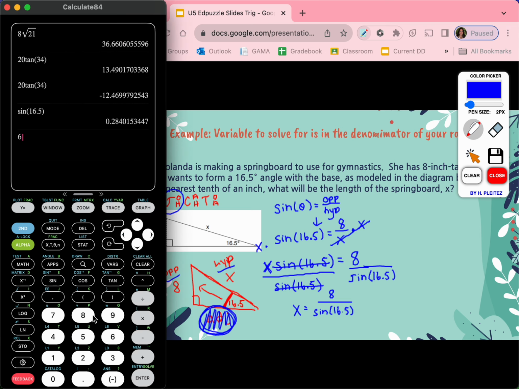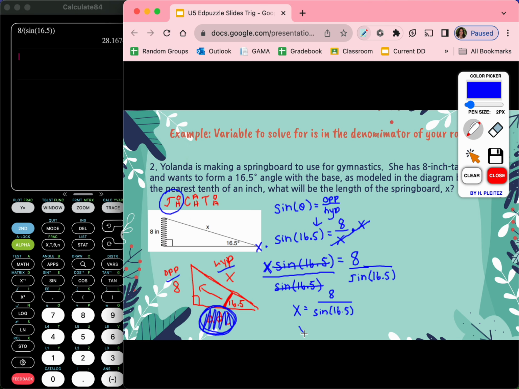So we have x alone, so be careful how you write this in. In this case, it's a simple fraction, but it might be a more complex fraction, so I like to be precise all of the time. So I do 8 divided by, I'll put parentheses to make sure that everything is staying in the denominator. So sine of 16.5, and then we have to close those parentheses, and you will get this number. You want to also look at what we're rounding for. In this case, we're rounding to the nearest tenth. So x is going to be equal to 28.2 inches.